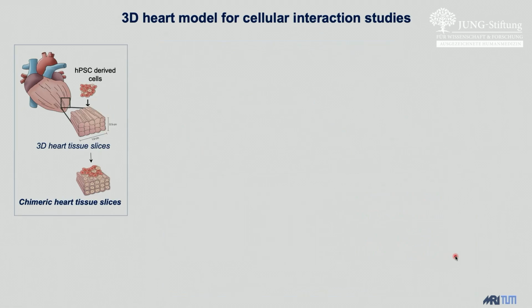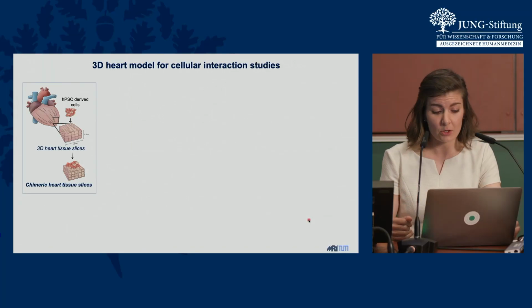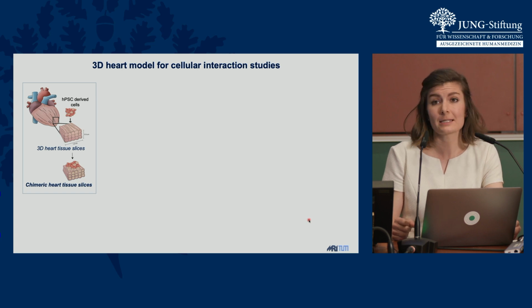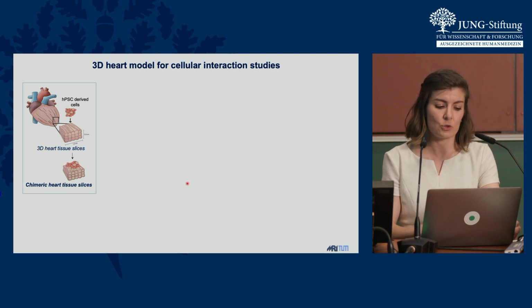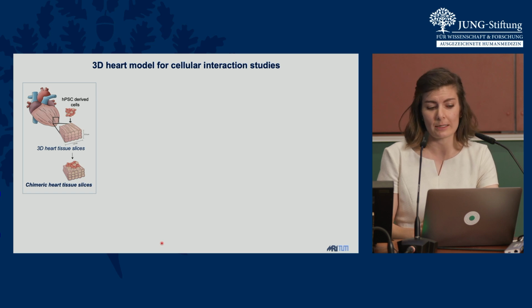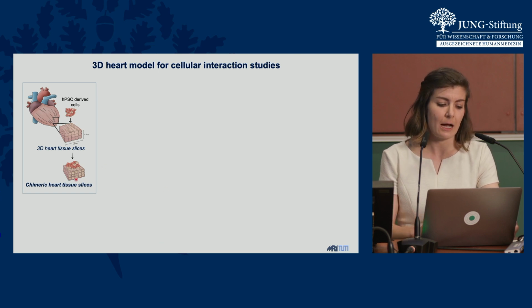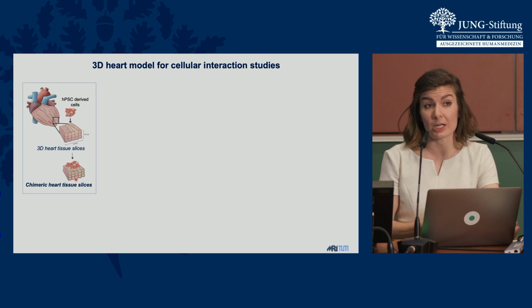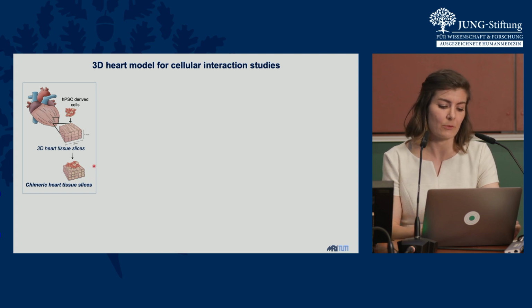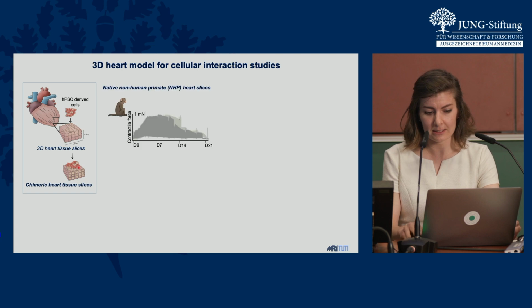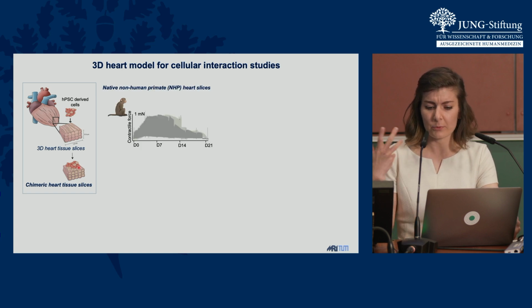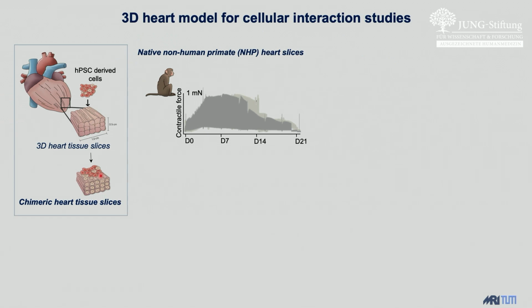Ultimately, we thought that we have expertise on iPS-derived cardiomyocytes, or the iPS technology, and we wanted to combine this with this ex vivo heart slice culture and to generate a chimeric heart tissue slice, which would consist of our iPS-derived cardiac progenitor cells seeded on top of native non-human primate heart slices. Because we knew from our previous studies that native non-human primate heart slices would die in the ex vivo culture after about 21 days.